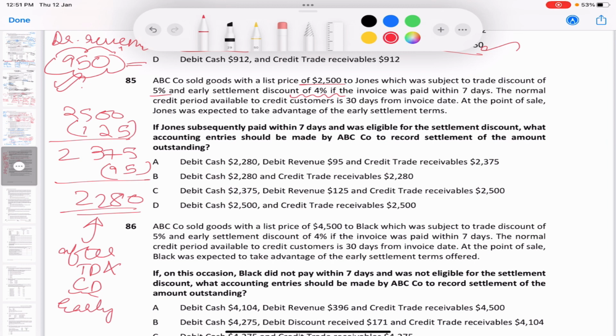Read the question properly. Jones subsequently paid within 7 days, and Jones was expected to. So he has also paid during the time and he was also expected to do the same. So my invoice will be prepared of this much and this much is only received, right? Debit cash and credit trade receivables. This would be my answer, right? Think about it. Sorry, this value is incorrect. 2280 is over here. Debit cash and credit trade receivables. What we had expected, that only happened. Okay, so I hope you are clear with it.